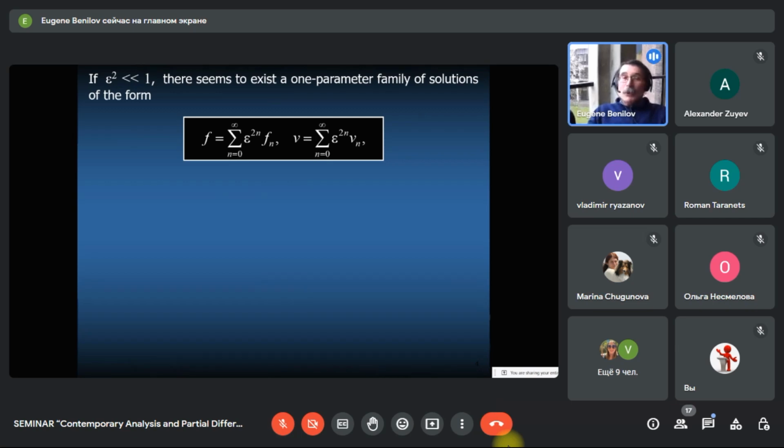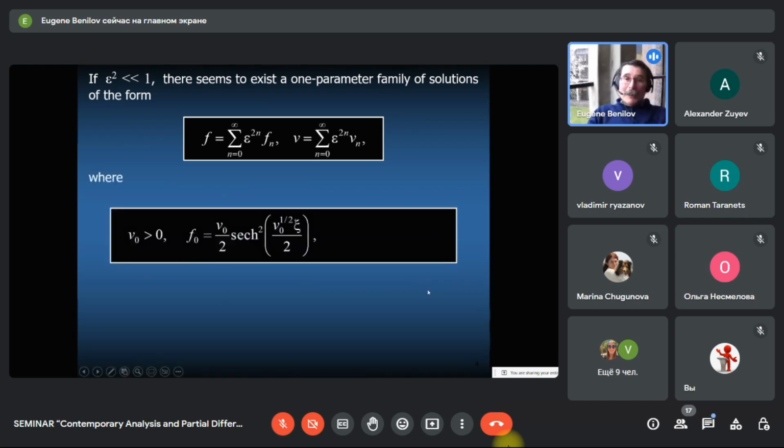You expect that you can seek the solution of the full equation, with epsilon squared not being zero, as a series in powers of epsilon squared. So to leading order, this is the Korteweg-de Vries soliton. If we were solving the Korteweg-de Vries equation, that would be the steady solution.